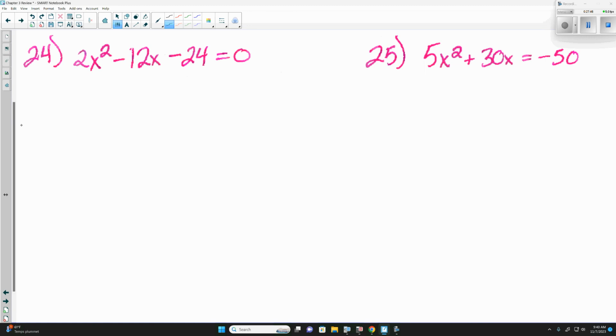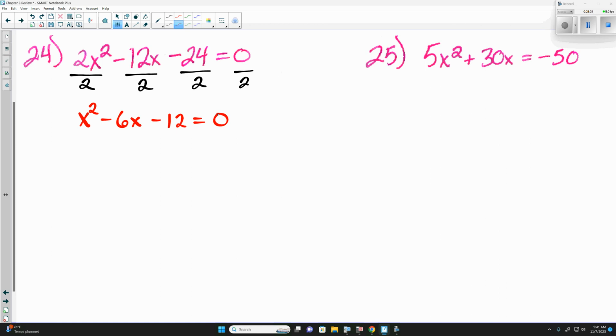Now, completing the square. Step number 1, is A equal to 1? If not, make it so. So if we look at 24, is A equal to 1? No. So to make it so, we're dividing everything by 2. 2x squared divided by 2 is x squared. Negative 12x divided by 2 is negative 6x. Negative 24 divided by 2 is negative 12. Is equal to 0. x squared minus 6x minus 12 equals 0.